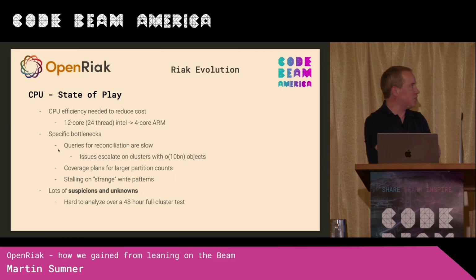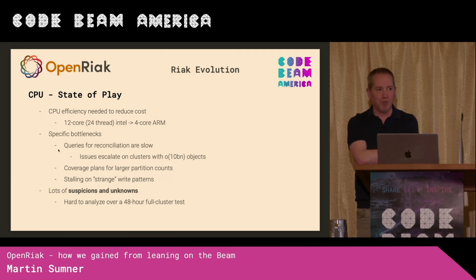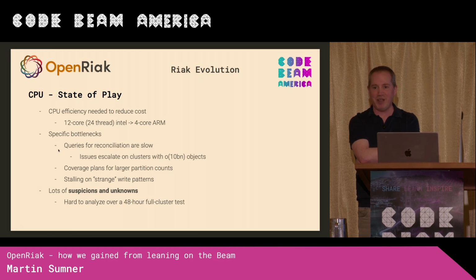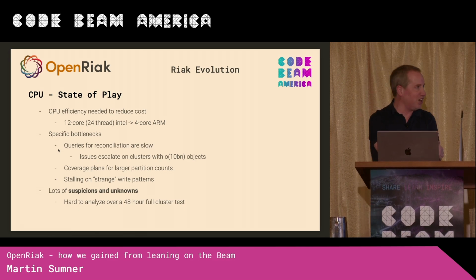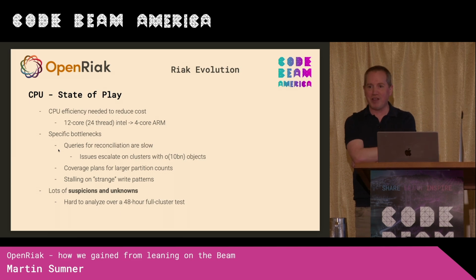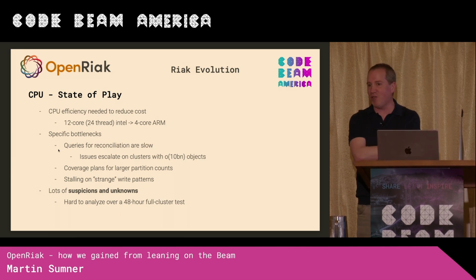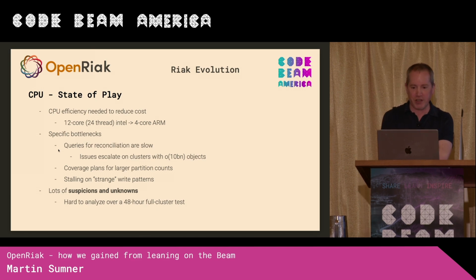Now, we knew we had some specific bottlenecks, but we have a lot of Erlang code. And we have a lot of suspicions about where there might be bottlenecks and might be issues. But it's hard to get to the bottom of that when your main kind of verification is a 48-hour full cluster test. Yeah, our loops aren't great. Our cycles aren't great.